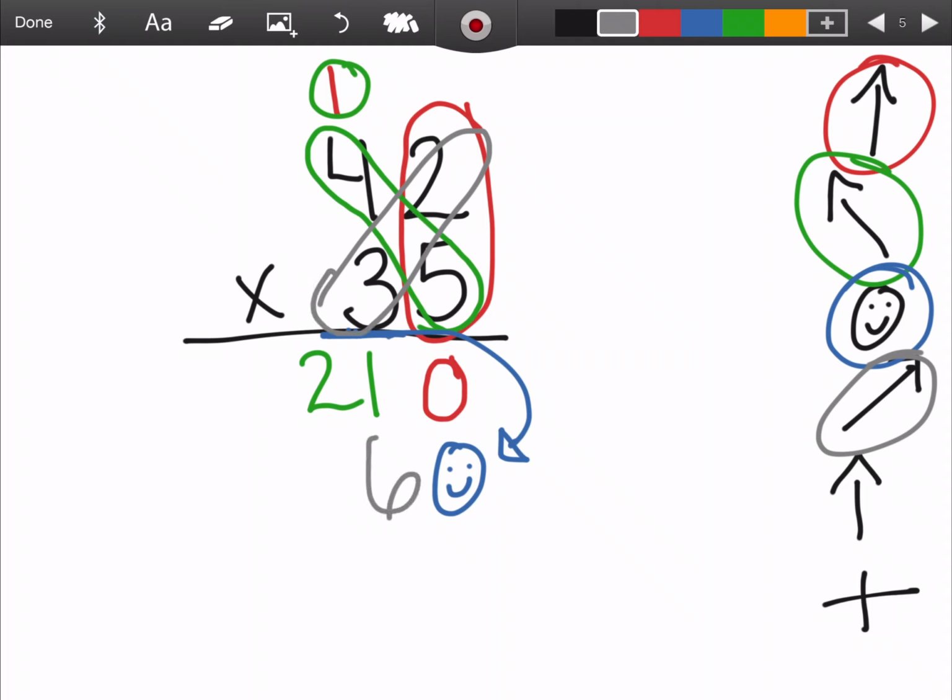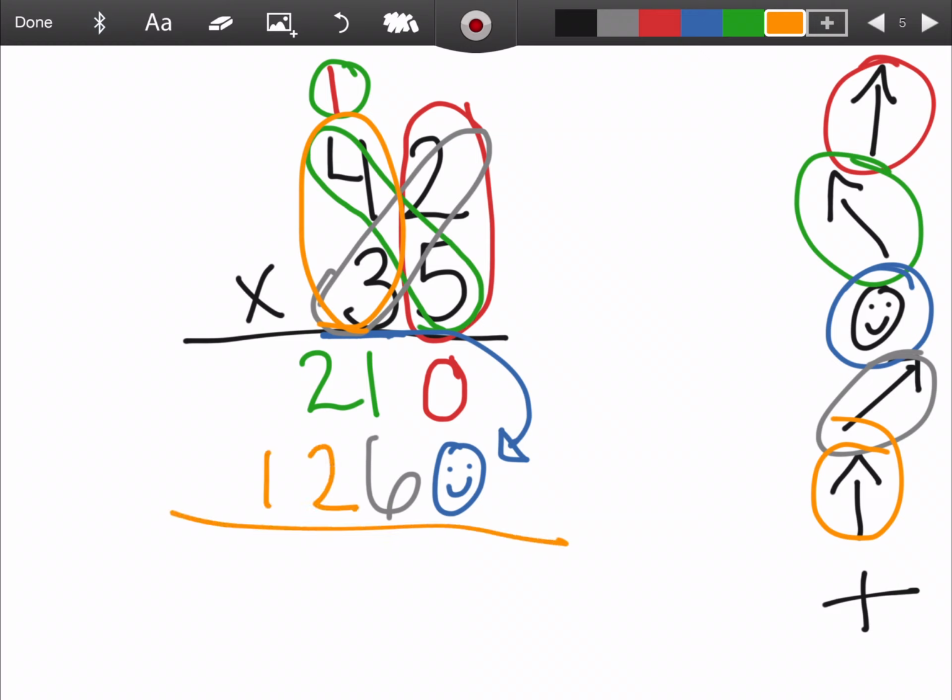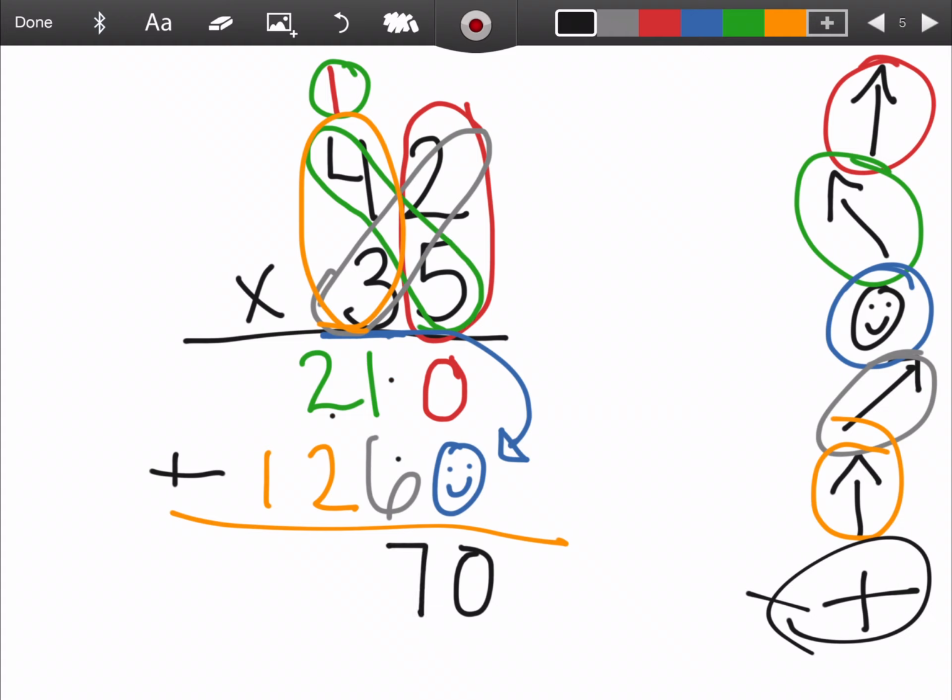And then final step, we're almost there. I'm going to go up and down. I'm going to say 3 times 4 is 12. And then I get to add them. And I've got 0 plus 0 is 0. 1 plus 6 is 7. 2 plus 2 is 4. And drop the 1. And that's using the standard algorithm.